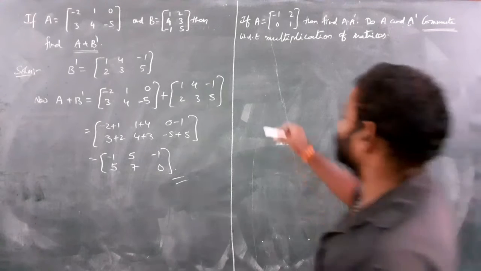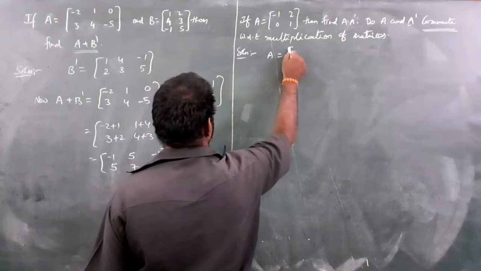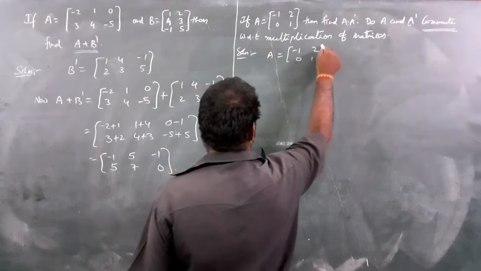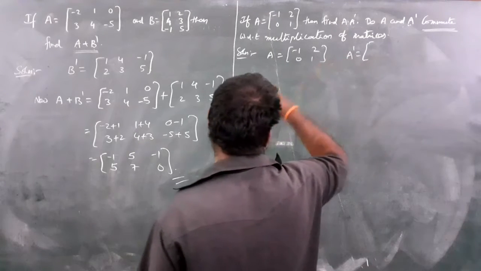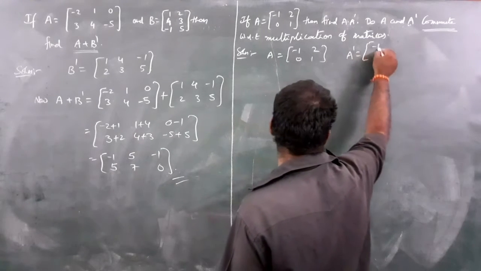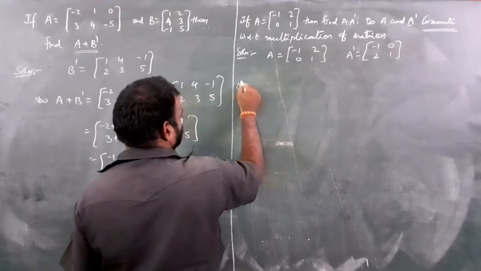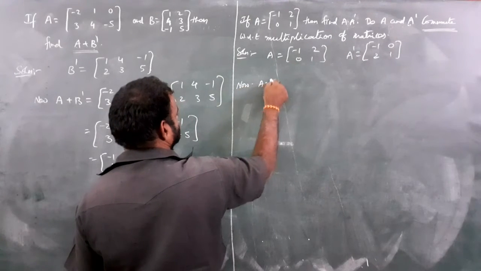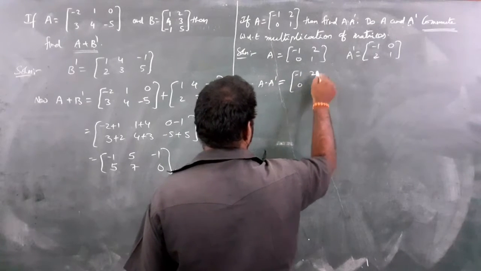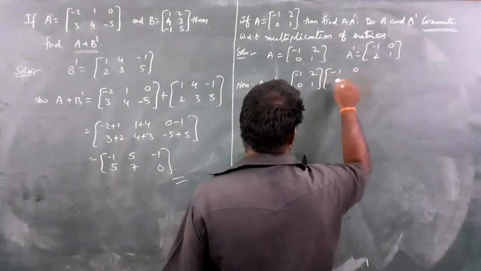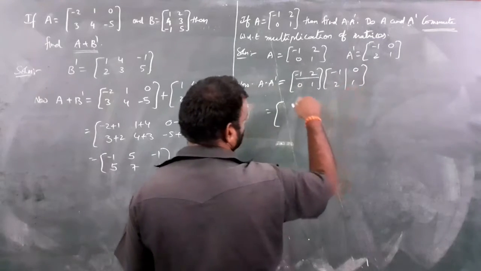So first of all, the solution. For this, A is equal to, what is the matrix? Minus 1, 2, 0, 1. And what is A dash? From this we convert into A dash. A dash means the first row becomes the first column, the second row becomes the second column. Now first of all we have to find A into A dash. So minus 1, 2, 0, 1 into minus 1, 0, 2, 1. And this is equal to, this is the rows and this is the columns.